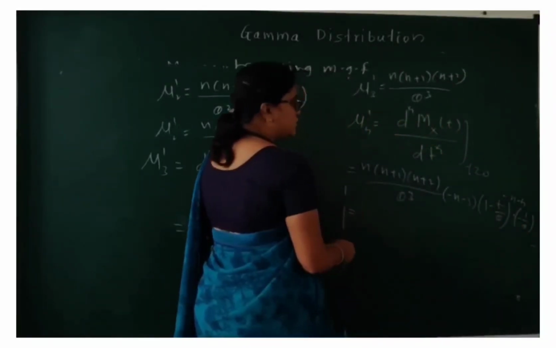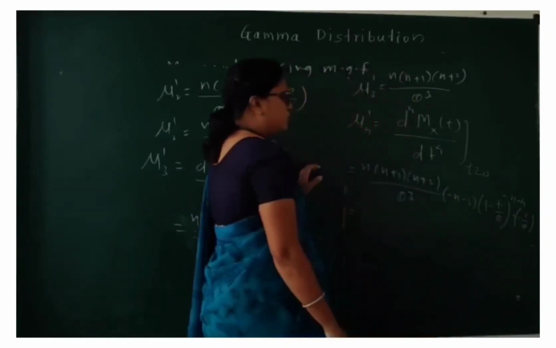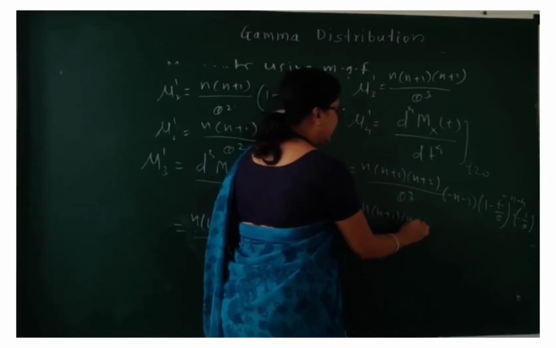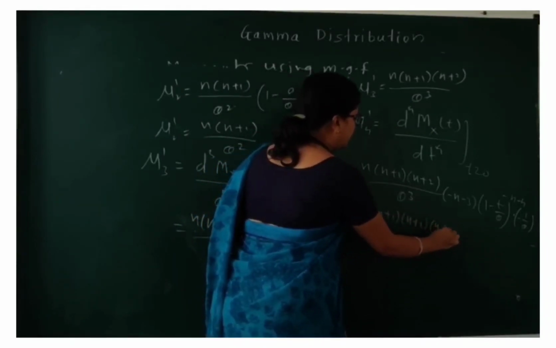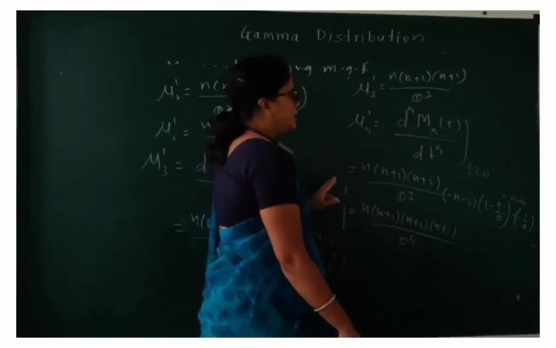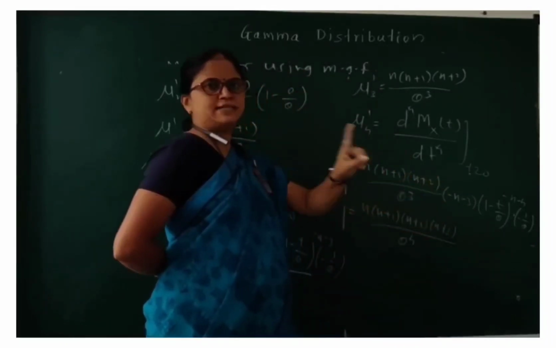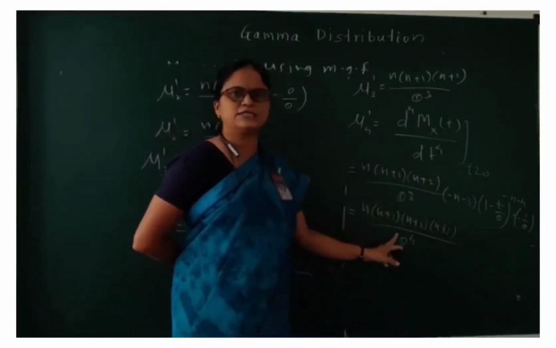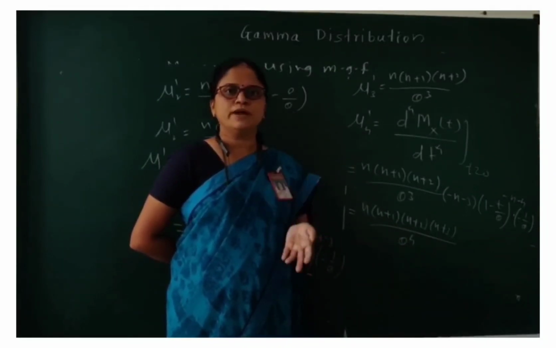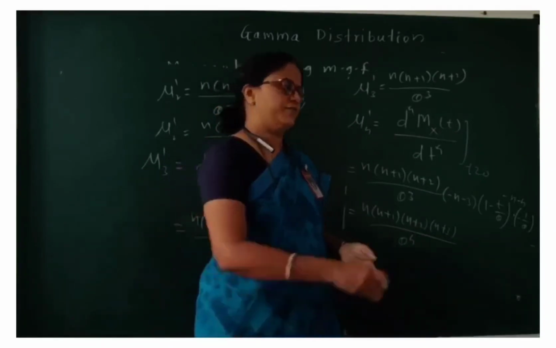So this gives me minus minus, we have common and this minus. So I have the term as n plus 1, n plus 2, n plus 3 divided by theta raised to 4, and if I put the value of t as 0, then the bracketed term gives me answer as 1, and hence mu4 dash is this. So that is, we are finding moments, that is raw moments, by using the MGF.